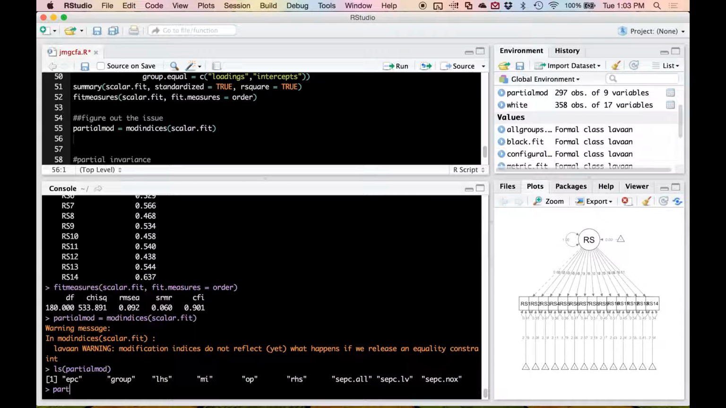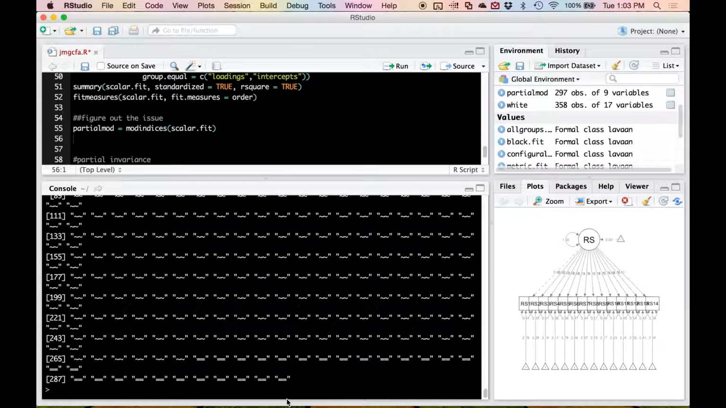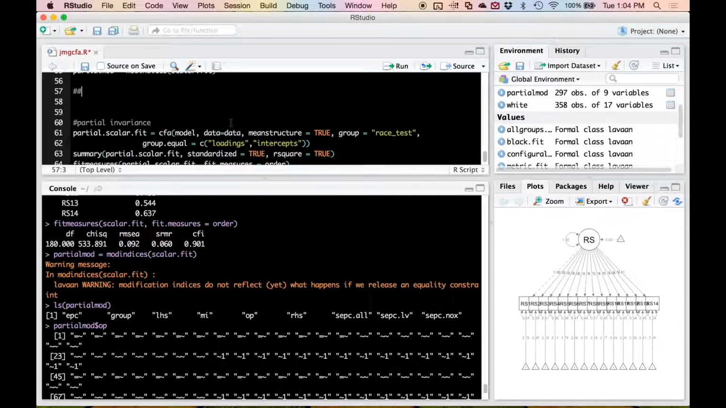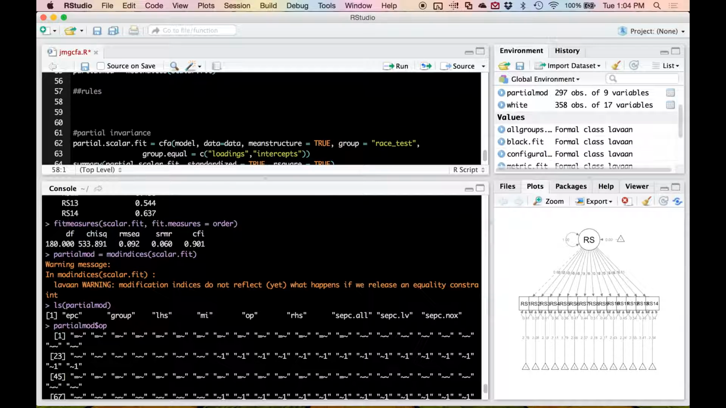So what is that? In the partial mod, what is the OP column? OP is the type of operation that's going on. So I'm going to give you some little rules here of what to look for. This applies to any type of multi-group model, and then we'll use the specific ones for this model. If your model breaks down at metric, so actually the step above this, you are looking for loadings. Loadings are this type of operation, equals tilde. Okay, so that indicates a loading.